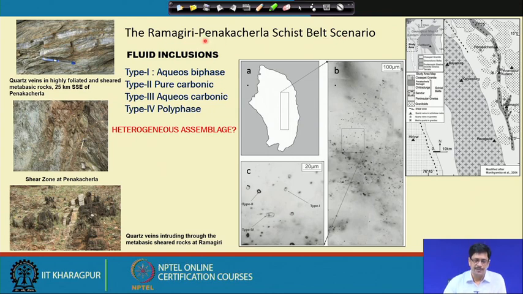Some results which were obtained from the Ramagiri Pennakucherla schist belt also need to be discussed. These are some of the field photographs from the Ramagiri Pennakucherla schist belt, where we see the quartz veins within the metasediments, and that is exactly the way the mineralization occurs. Even when we sample the quartz from here, we do get occurrences of gold grains along with sulfides, and these are the typical occurrence in the Pennakucherla and Ramagiri schist belt.